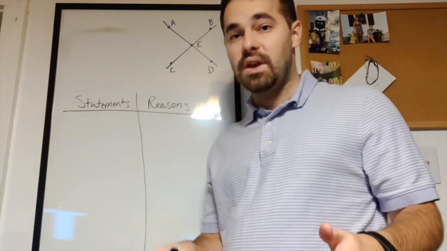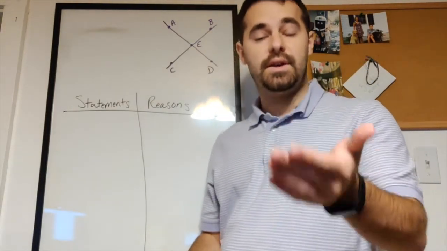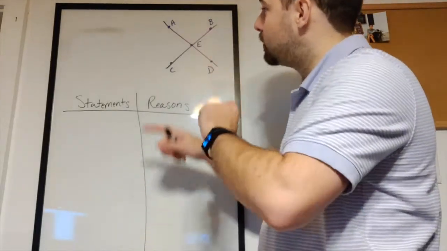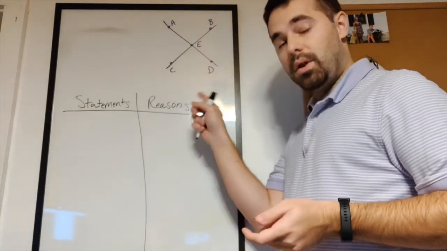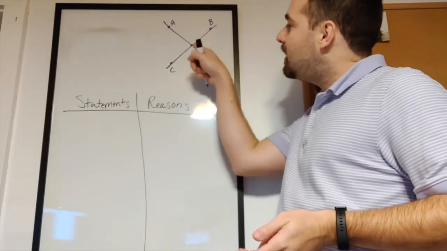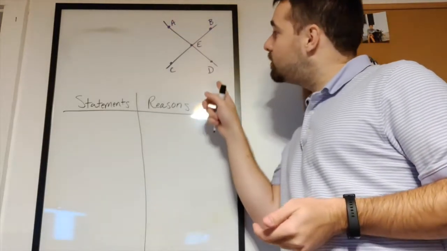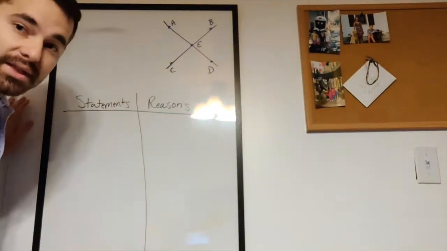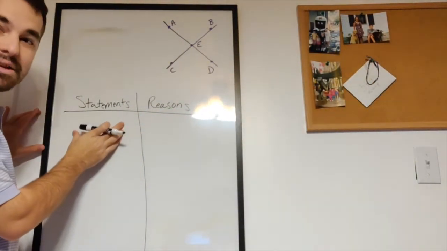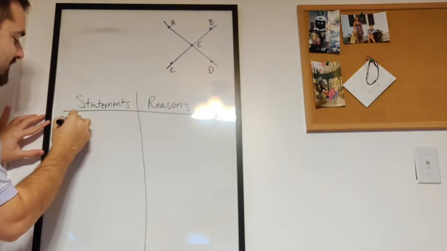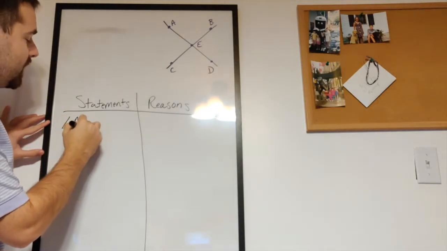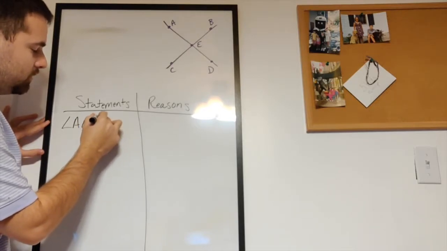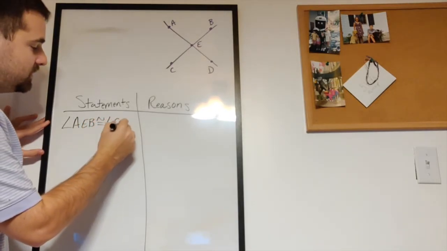All right, so first thing we're going to talk about is vertical angles. As you guys know, all vertical angles are congruent. We covered that last unit. So what we can say when we look at a diagram is angle AEB is congruent to angle CED. So I'm going to take that and I'm going to put that into my statements column, because that is a statement that angle AEB is congruent to angle CED.